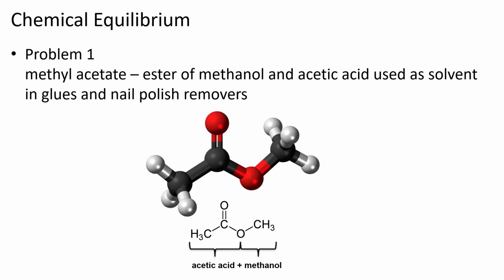Now, let's do an example of balances around a reactor, and in particular, balances around an equilibrium reactor. The first problem we're going to consider is the reaction to form methyl acetate. Methyl acetate is the ester of methanol and acetic acid, and it's used as a solvent in glues and nail polish removers. Here's a picture of the molecule, an atomistic drawing of it, and here's the chemical formula. If you look at the chemical formula here, this part to the left is from the acetic acid that is used in the reaction, and the part on the right is from the methanol. When acetic acid and methanol react to form the ester, a molecule of water is produced.